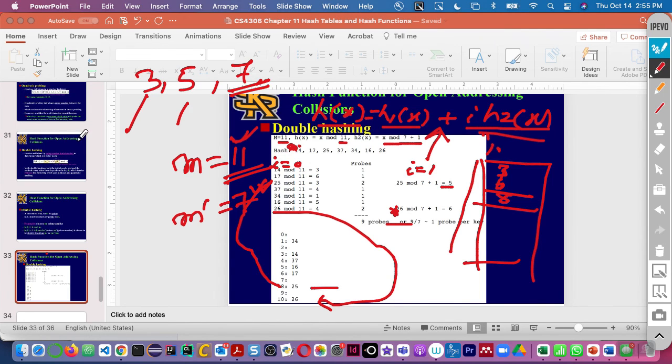Okay. And for instance, we have 11 as m, right? And we know that 13 is another prime number. So in that case, 13 cannot be m dash, right? It should not be 13. It should not be m dash. The rule is that m dash is slightly less than m.